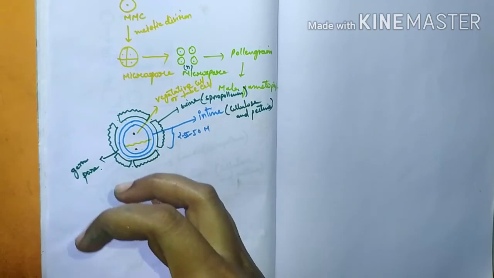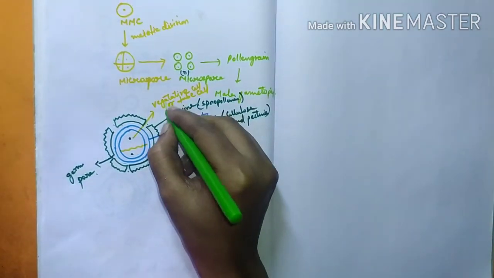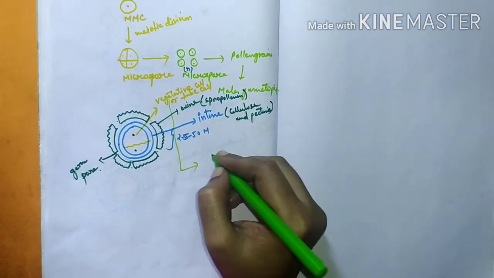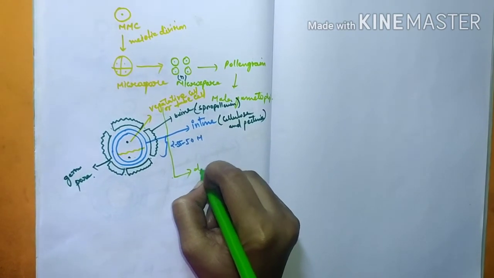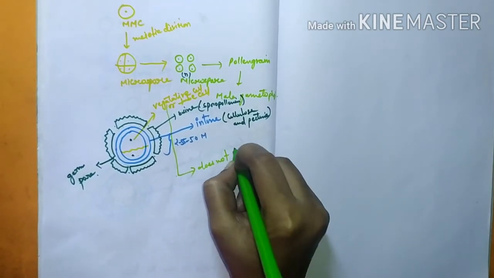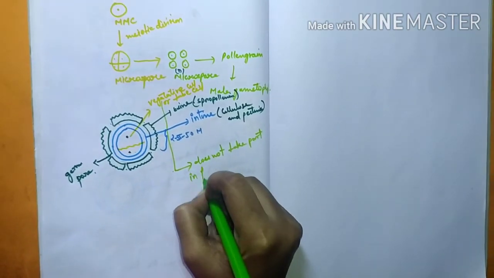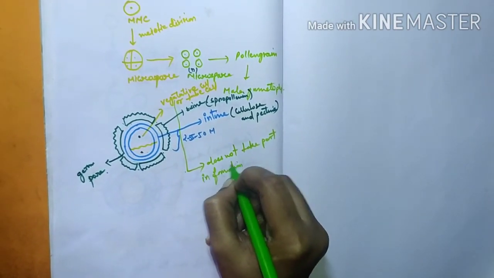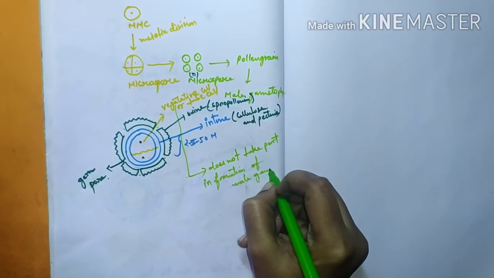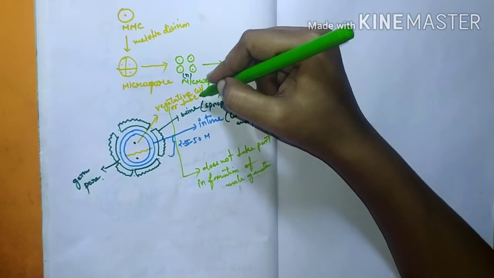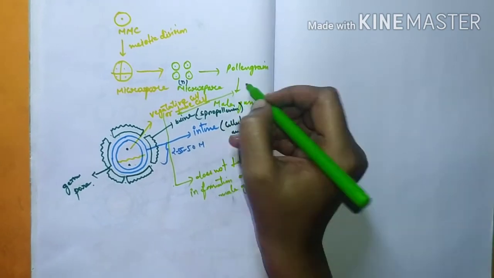So why is this cell called the vegetative cell? Because this cell does not take part in the formation of male gametes. Then why is this cell called the tube cell? Because from this cell the pollen tube arises.